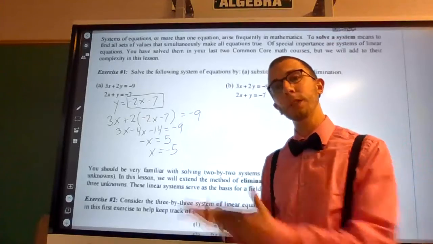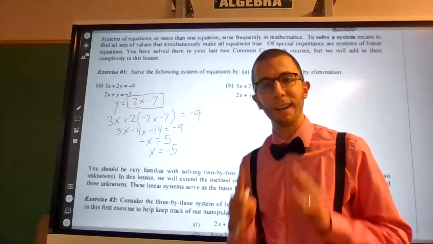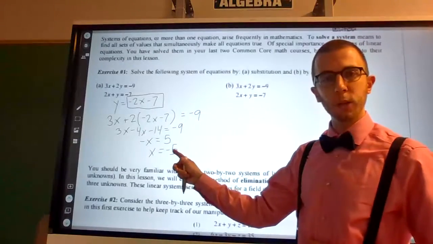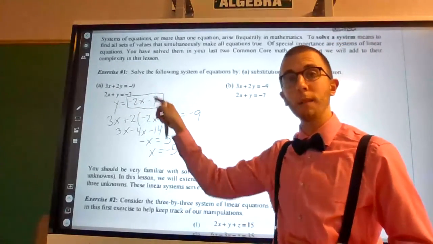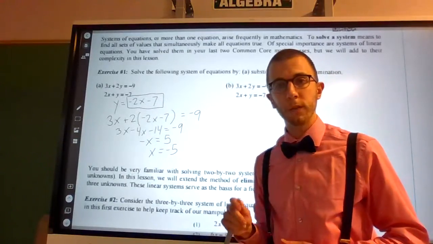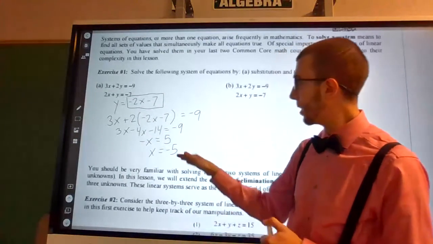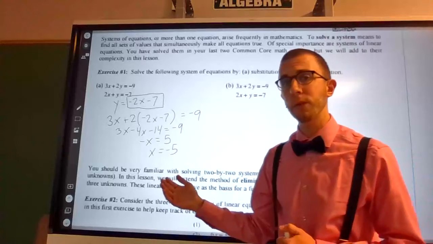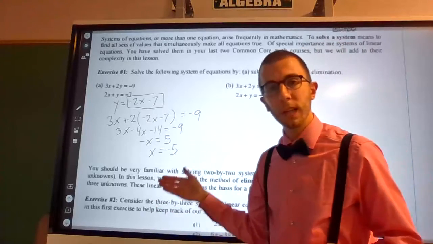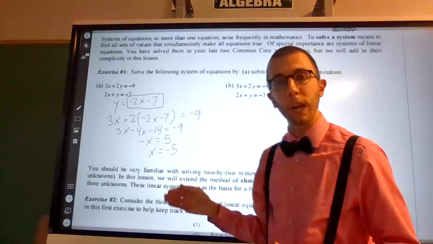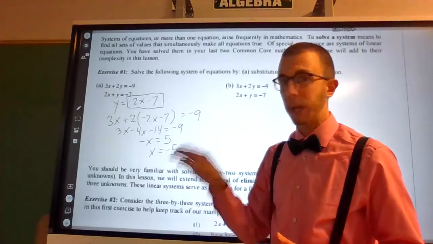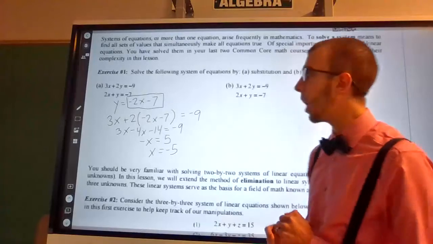Although it might seem like we're done because we have a solution, we are not yet finished. We will take this value for x and substitute it into either of our original equations. Whichever one we choose doesn't matter, because remember, the x that we find and the y that we find will satisfy both equations at the same time. So we can use either equation to find our value of y.